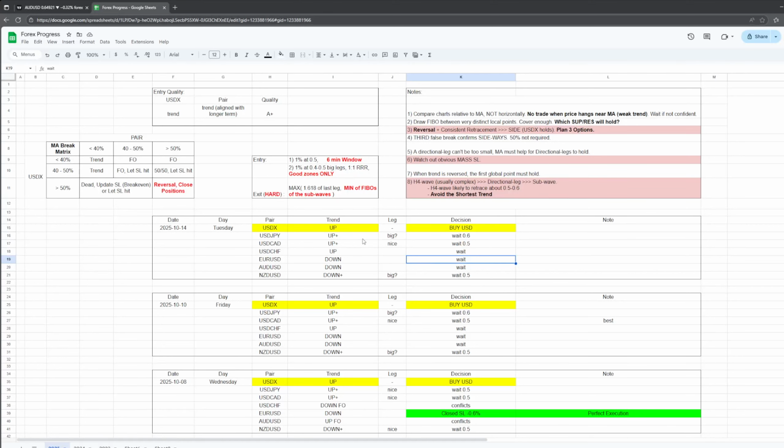So let's write it down. Aussie trend is down, and our decision is to wait.